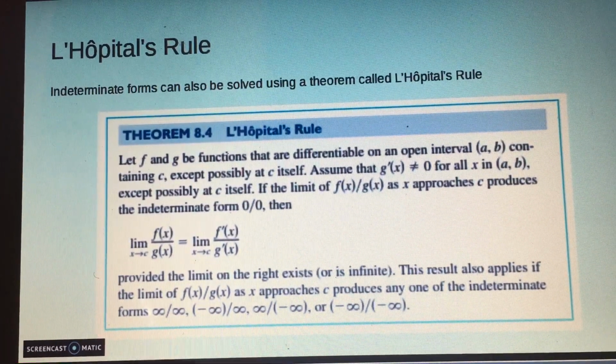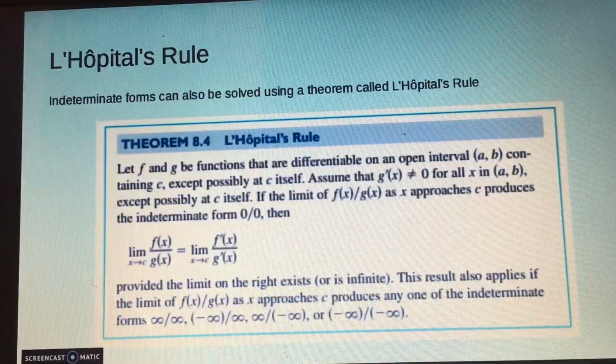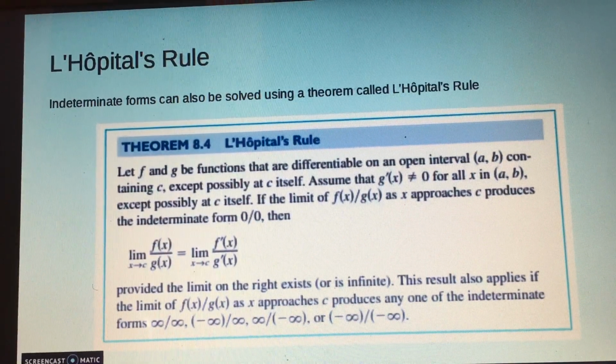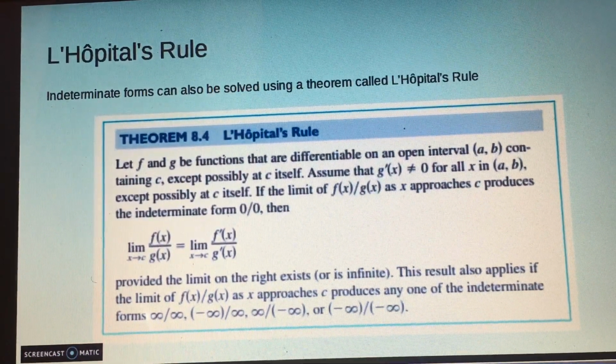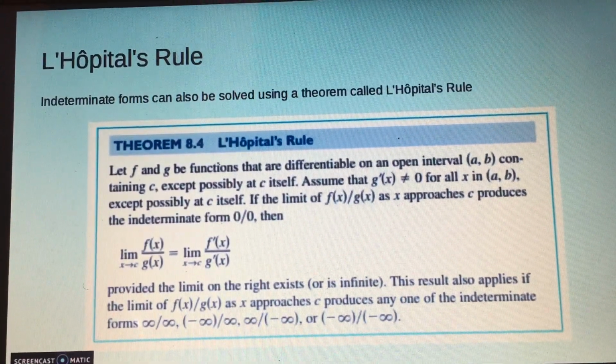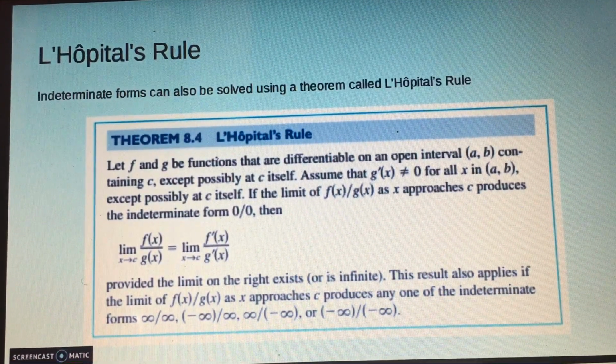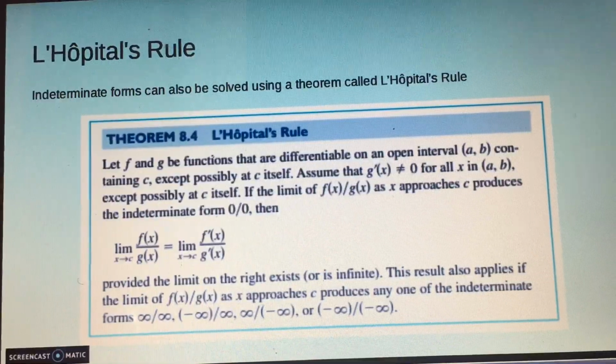So as long as the limit of f of x over g of x as x approaches c produces any of the indeterminate forms as mentioned previously, then the limit as x approaches c of f of x over g of x will equal the limit as x approaches c of f prime of x over g prime of x.